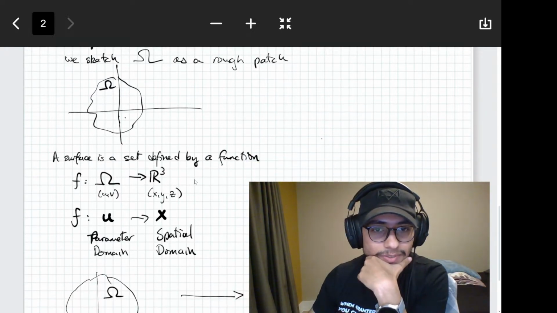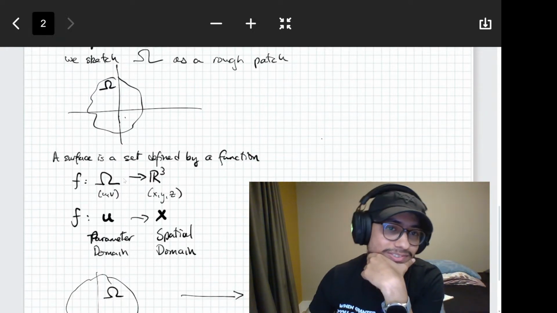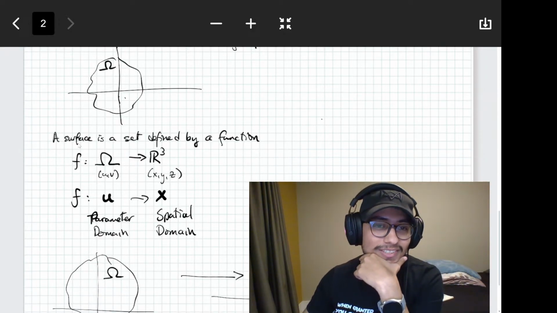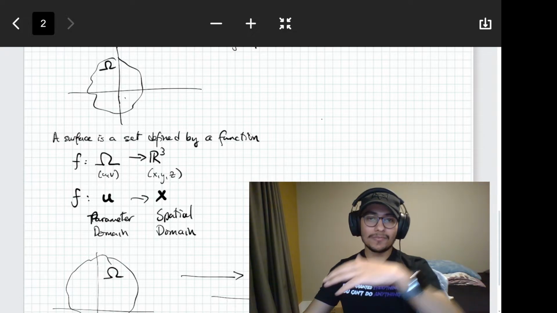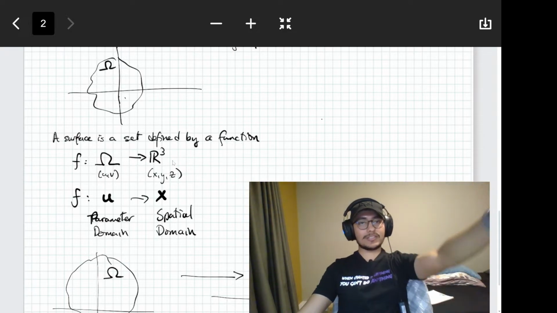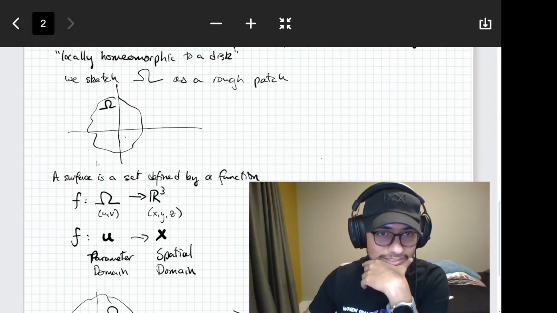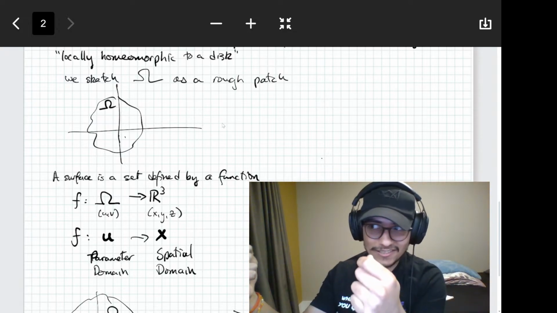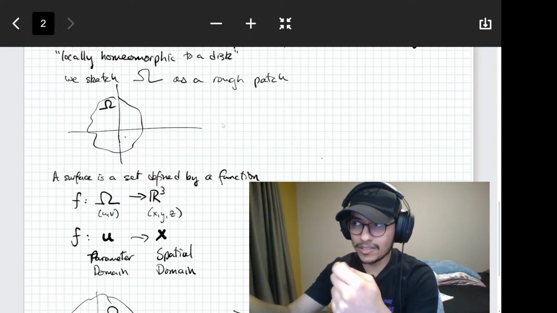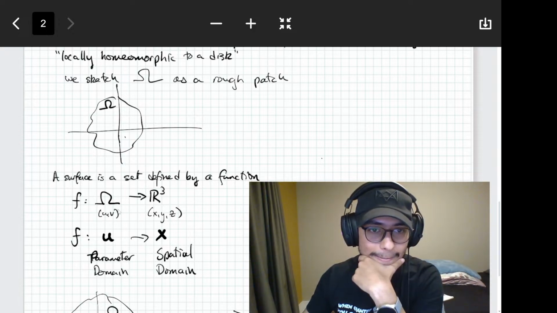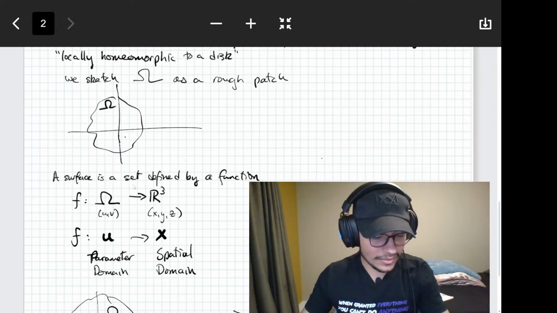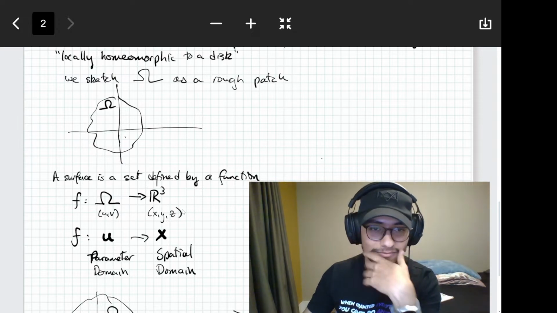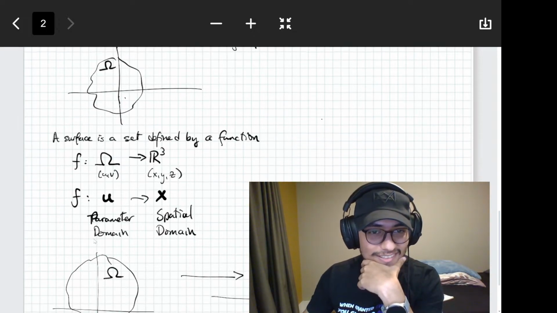A surface is defined by a function from omega to R cube. This will make more sense now. Omega is 2D, and R cube is 3D, like a sphere or an arbitrary shape. 2D is given by parameters u, v, and in 3D you get x, y, z.